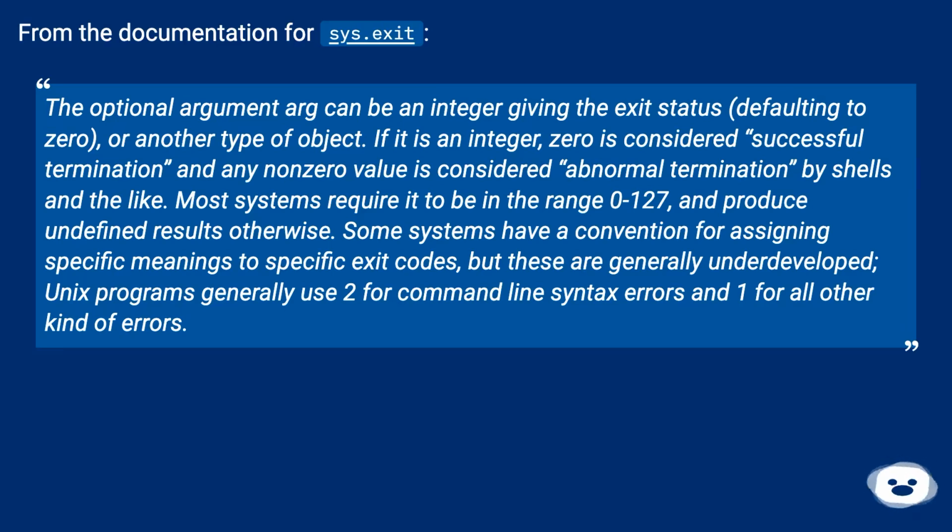Some systems have a convention for assigning specific meanings to specific exit codes, but these are generally underdeveloped. Unix programs generally use 2 for command line syntax errors, and 1 for all other kinds of errors.